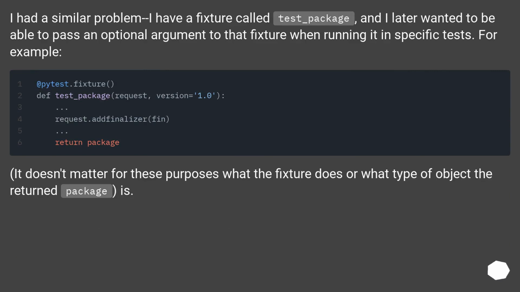I had a similar problem. I have a fixture called test_package, and I later wanted to be able to pass an optional argument to that fixture when running it in specific tests. For example, it doesn't matter for these purposes what the fixture does or what type of object the returned package is.